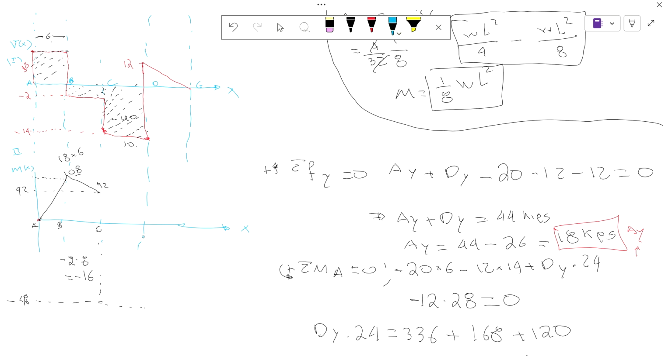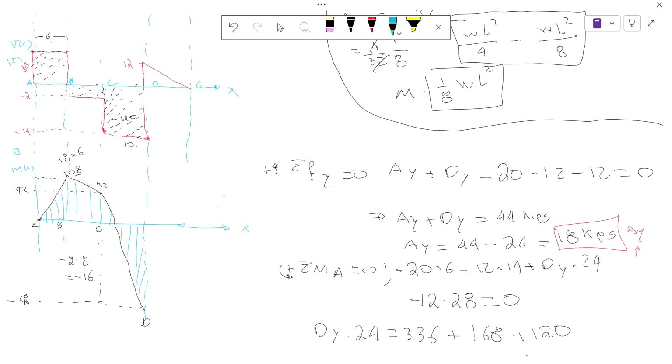At point D. Okay, so this is going to be a line from 92 to -48. Okay. All right, that's at point D. We have it at point D.